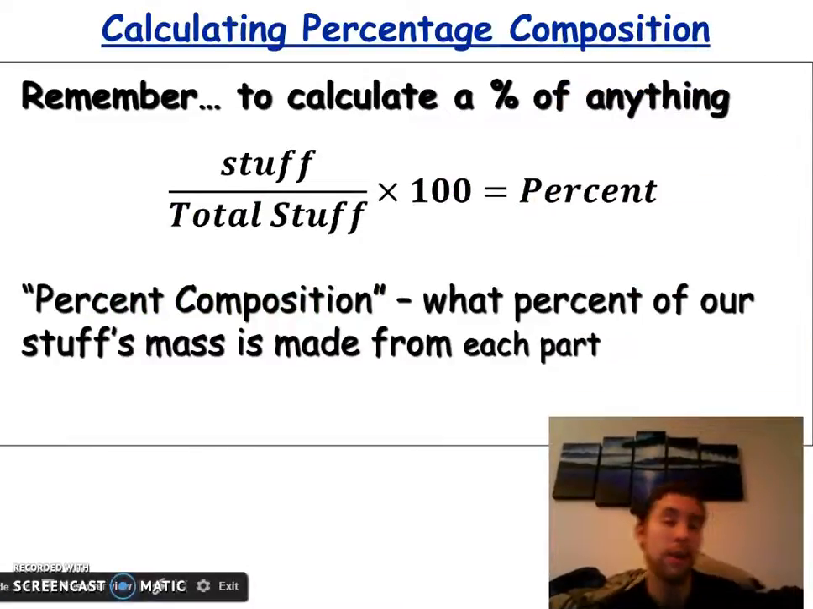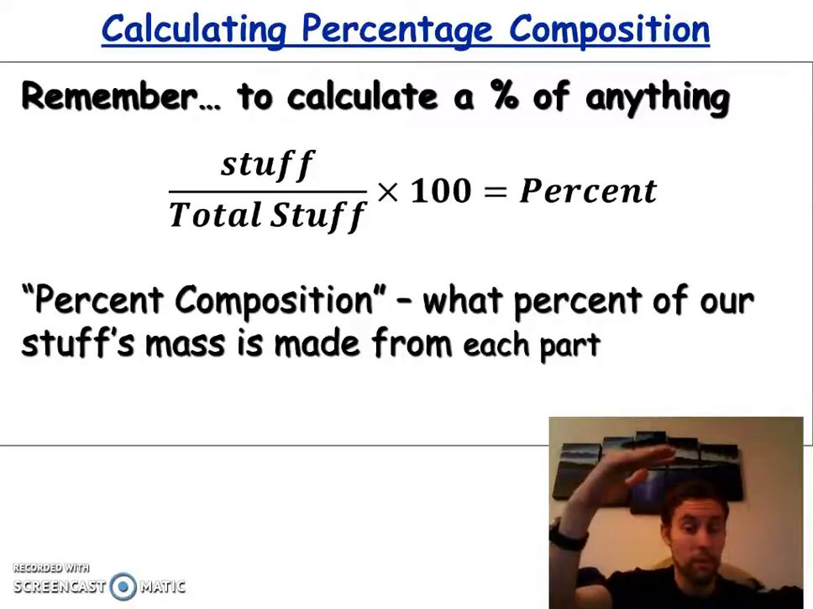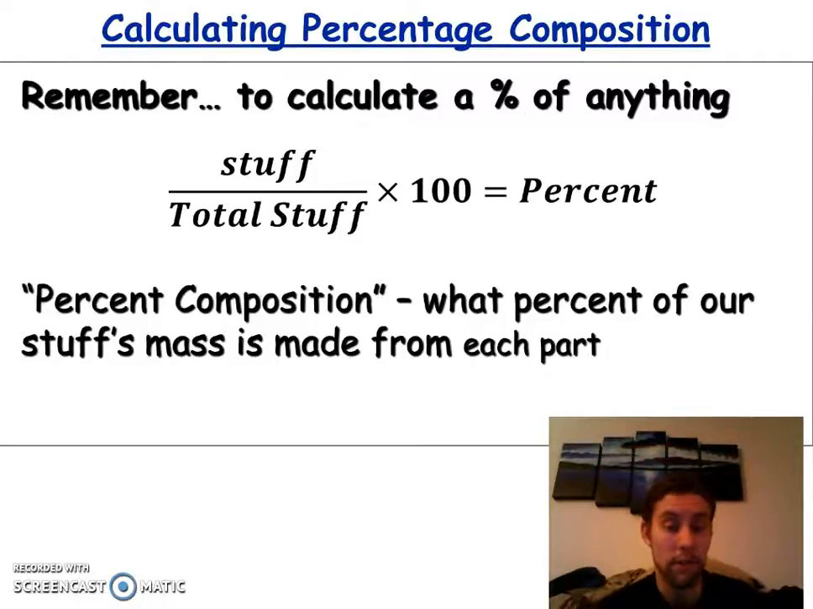Alright, so how do we calculate this percent composition thing? It's got a formula, but it shouldn't be all that hard. You've done something similar to this probably in math class before. When we're calculating a percent of anything, you need to put the stuff you're looking for, that you're trying to measure, on top, over the total stuff on the bottom, times 100, because it's a percent.